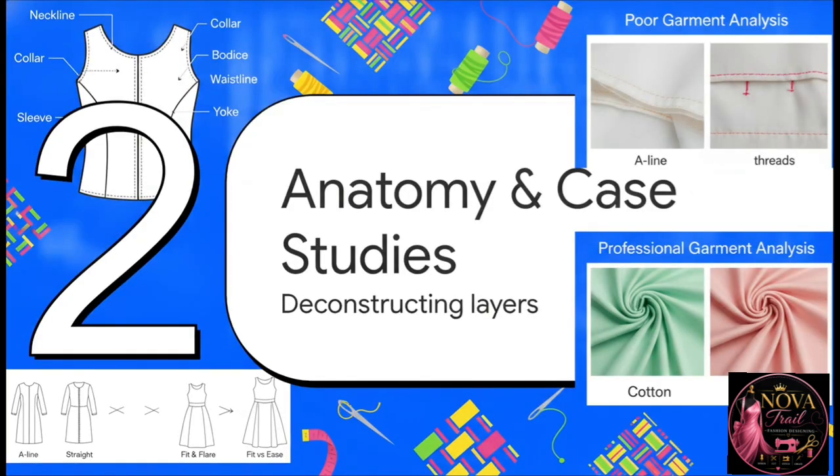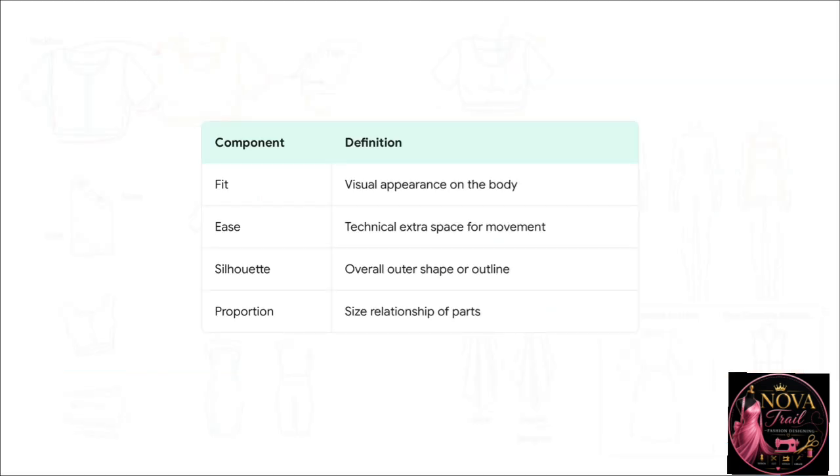Moving right along to Section 2, Technical Anatomy and Case Studies. This is where the material systematically deconstructs the physical layers of a garment. When we dive into those initial layers, the analysis obviously starts with identification and design elements.